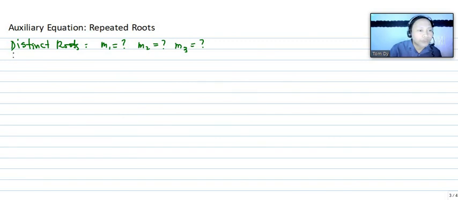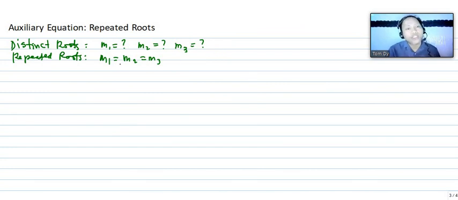In repeated roots, we have our m sub 1, for this case, that is equivalent to m sub 2, which is also equivalent to m sub 3 or m sub 4. In other words, the values of your m here are equal. For distinct roots, they are not equal.